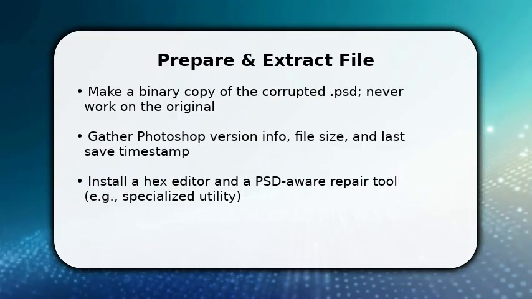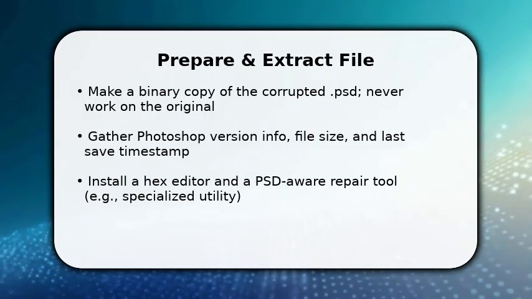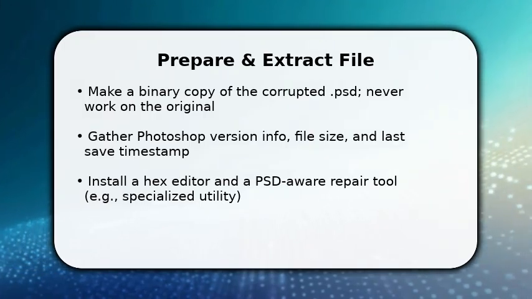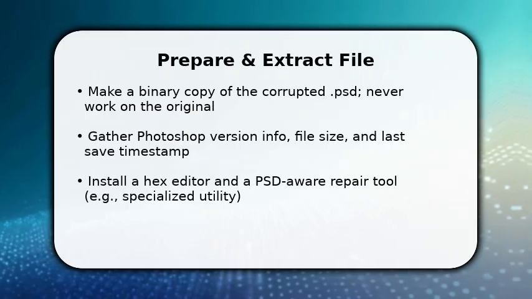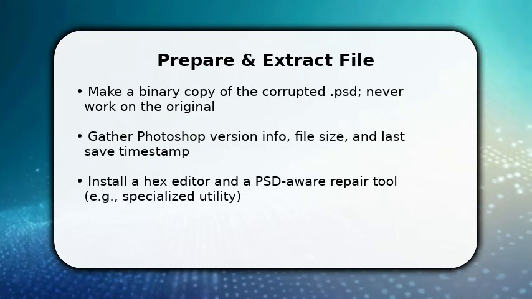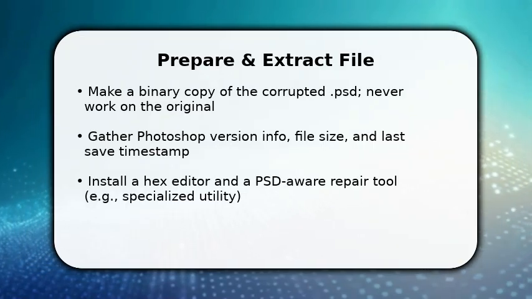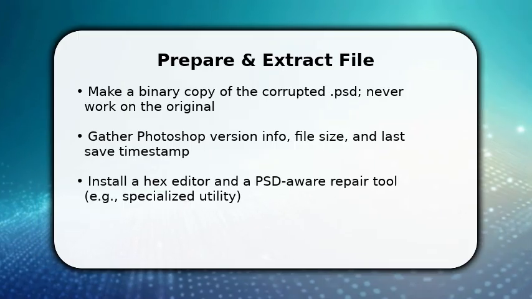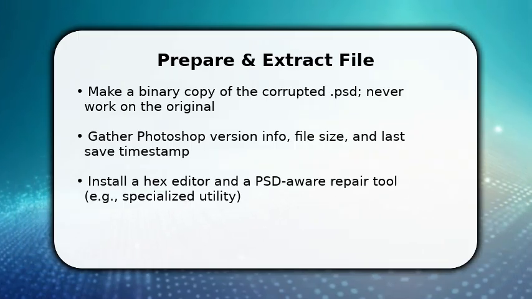You start by making a bit-for-bit copy of the corrupted PSD so you can experiment safely. Once done, note Photoshop version, file size, and last successful save. This informs header expectations. Open the copy in a hex editor and look at the first 4 bytes. A valid PSD begins with 8BPS.